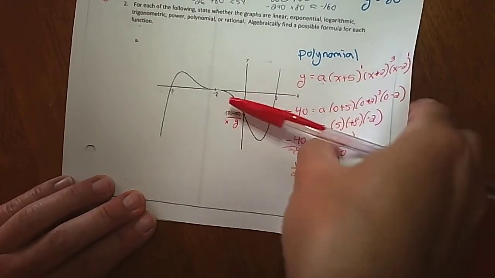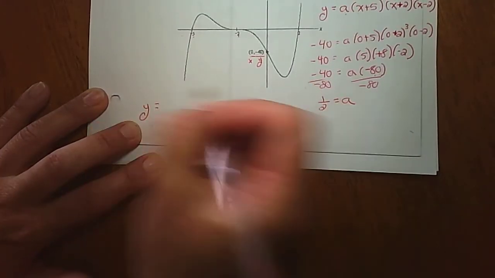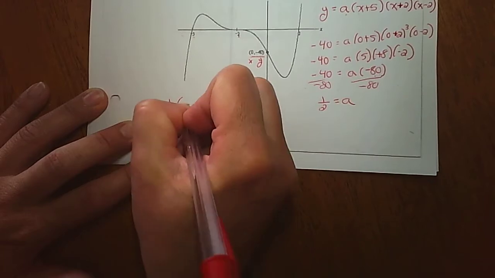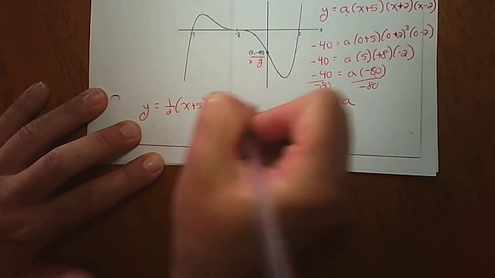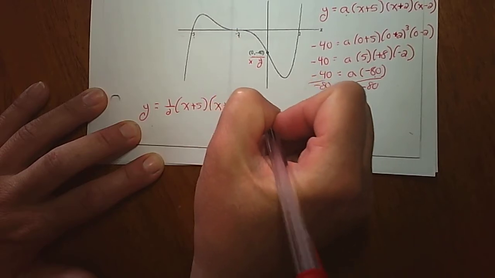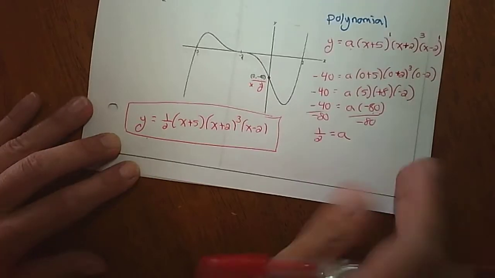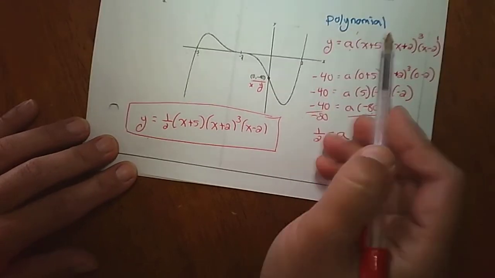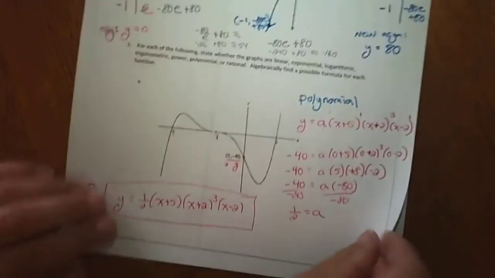So the final answer to this question, we're going to put it all together, would be y equals 1/2 x plus 5 to the first, x plus 2 cubed, and x minus 2. And there's 2a. So you should have had polynomial, that's a part of the answer, and then that equation. All right, let's see what's next.